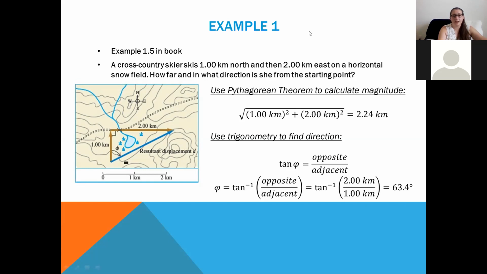It's also called arctan. Yes, I see that in the chat. Arctan and inverse tangent are the same thing. Okay. Any questions about this example?